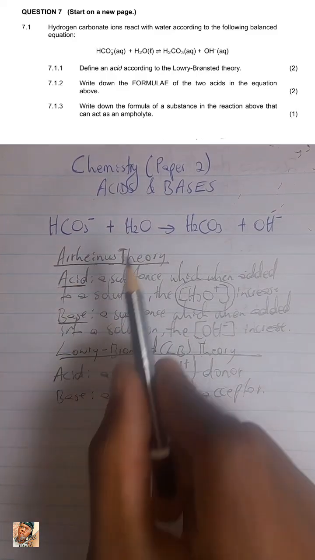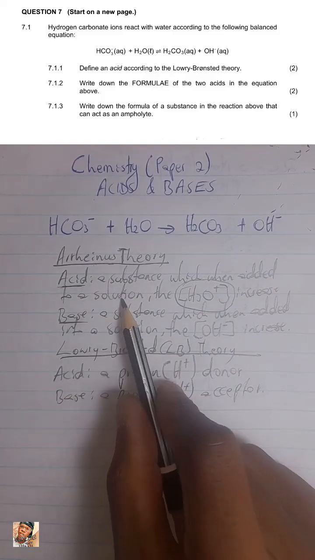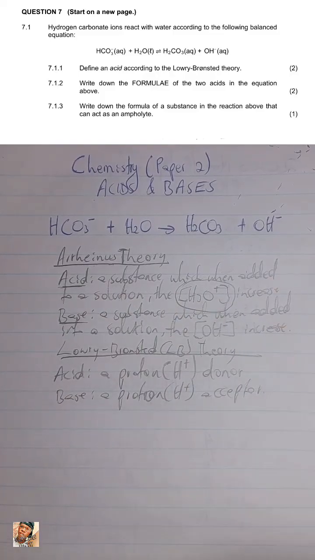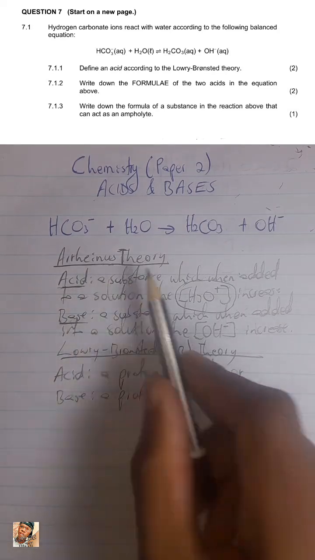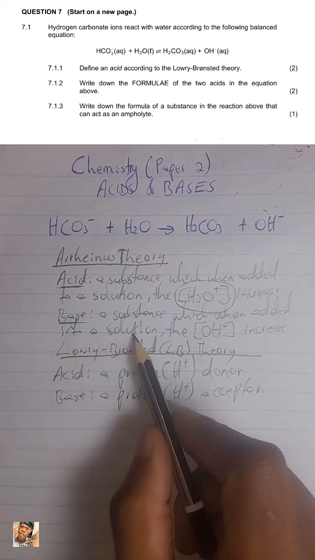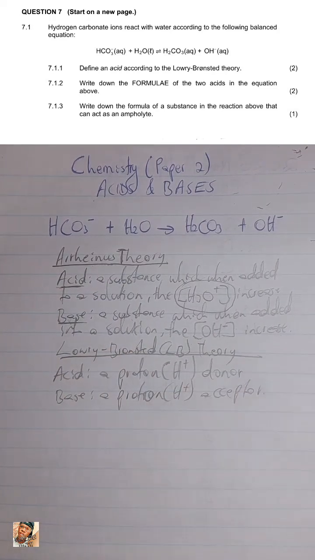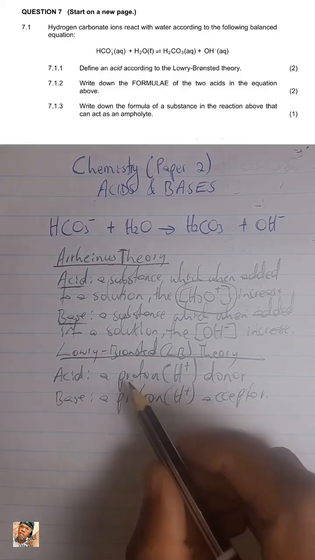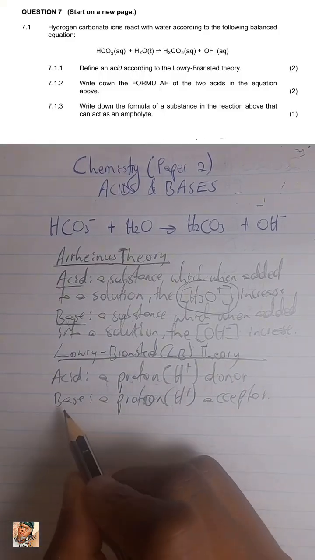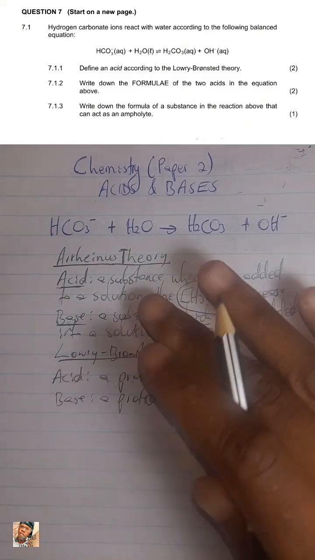So according to Arrhenius's theory, an acid is a substance which, when added to a solution, increases the hydronium ions. This is according to how I understand it, or according to my own definition. However, the exam guideline might give you a different definition, but we're basically saying the same thing. A base, according to Arrhenius's theory, is a substance which, when added to a solution, increases the hydroxide ions. And according to LB theory, an acid is a proton donor, very simple, and a base is a proton acceptor. So I hope that you still remember this information.